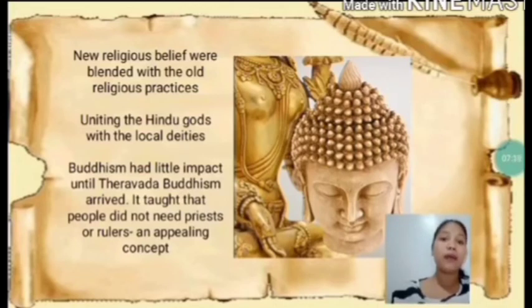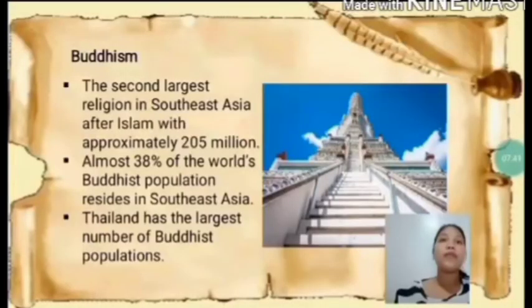Buddhism had little impact until Theravada Buddhism arrived. It taught that people did not need priests or rulers. It is an appealing concept. Buddhism is the most important religion in Southeast Asia, being the second largest religion in Southeast Asia after Islam, with approximately 205 million. Almost 38% of the world's Buddhist population resides in Southeast Asia.